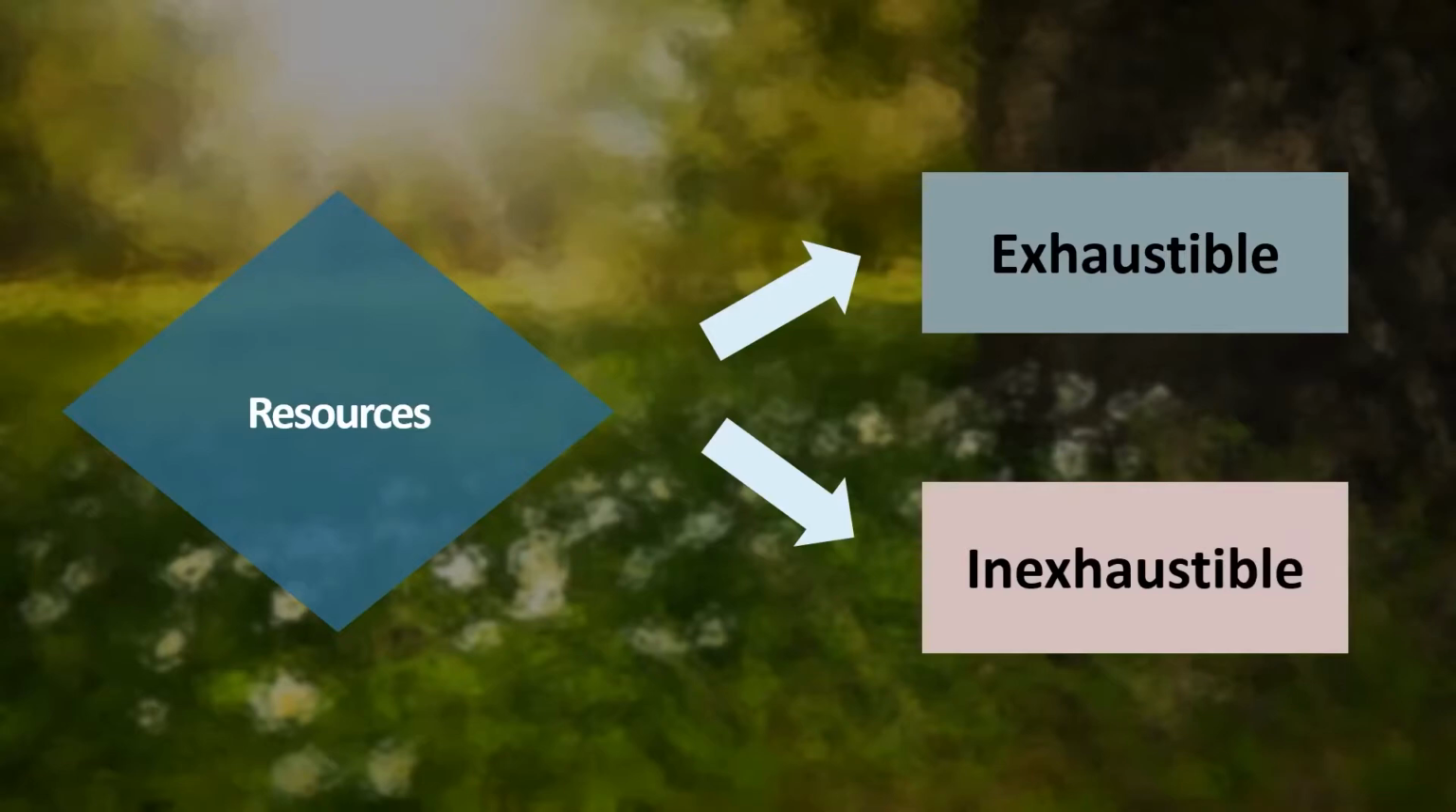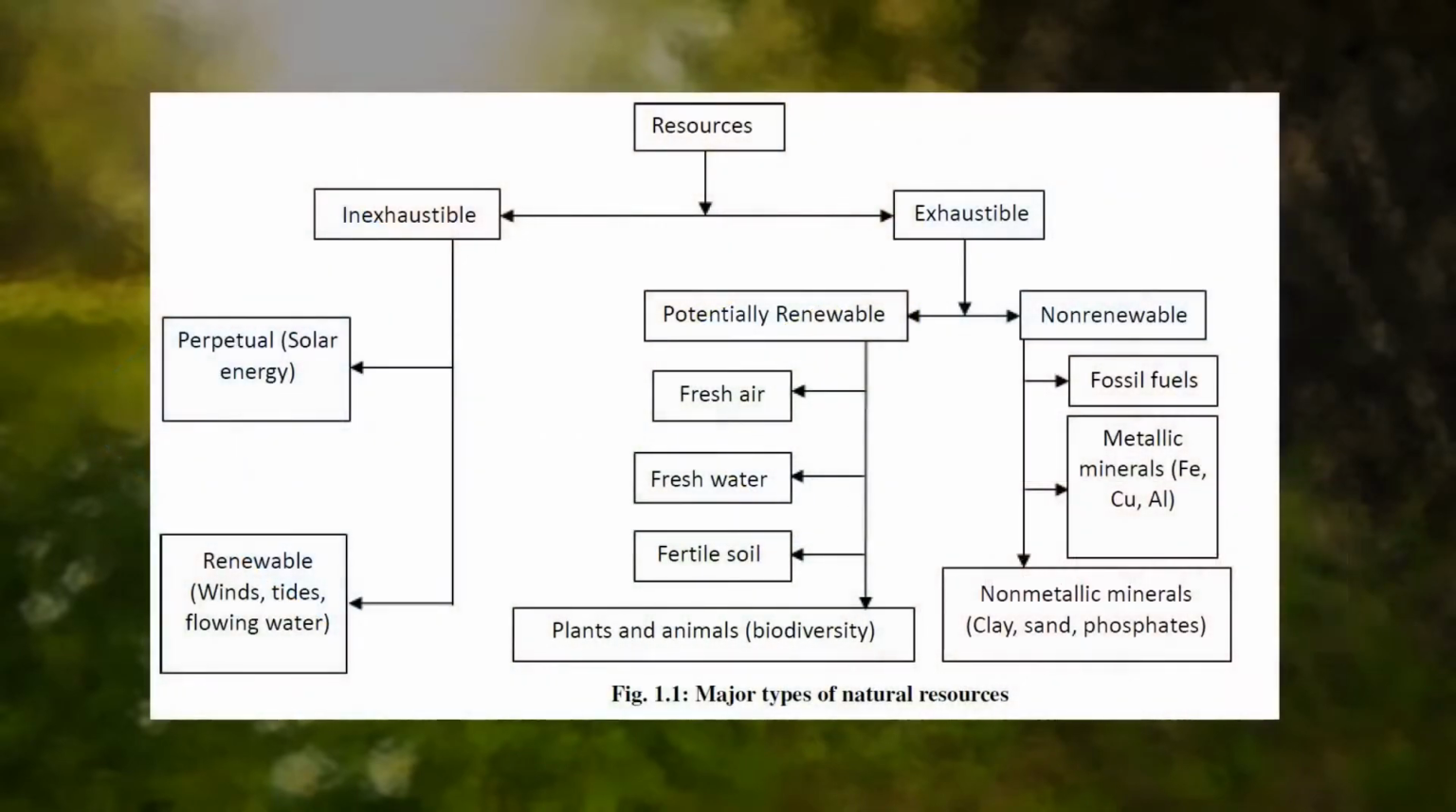Again, this can be divided from the point of exploitation. The inexhaustible can be looked at as perpetual and renewable, right? The exhaustible can be looked at as potentially renewable and non-renewable, right? So in this diagram you will see that inexhaustible can be perpetual. When you talk about perpetual, there is solar energy, tidal energy, wind energy. When you talk about renewable, it is about wind, tides, flowing water, etc.